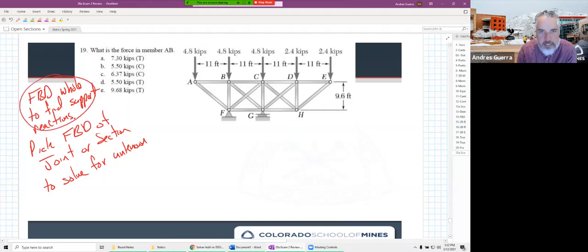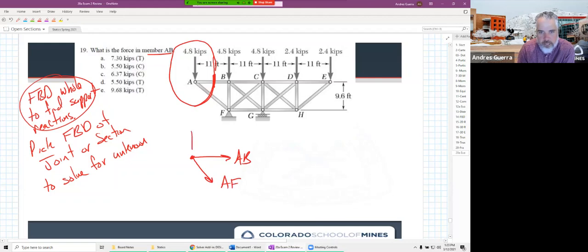Well, let's take a look at this one. If they want us to find AB, that means I'm going to cut through that one right there. And if I cut through that one, how can I get an FBD that has that and doesn't have too many unknowns? Well, this is right at the end of that truss. So if I did an FBD at A, I would have A to B as unknown, I would have A to F as unknown, and I would have a known value of 4.8 kips.